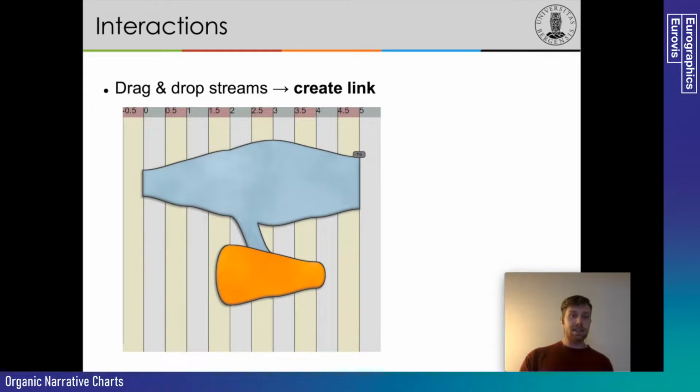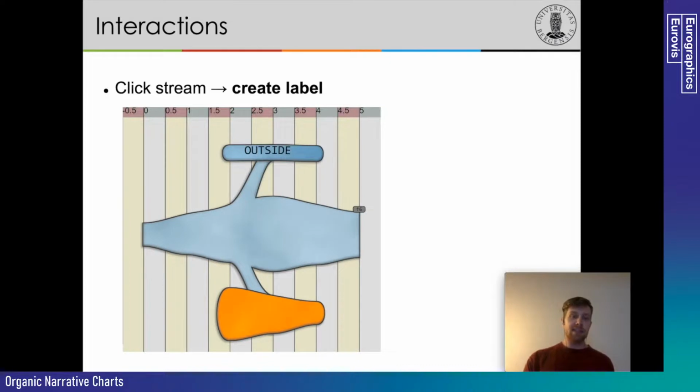We can also create a link between two streams by dragging and dropping from one stream to the other. Also, by clicking on a stream, we can create a label. In this case, it's an outside label. There will be a pop-up window which allows you to enter text. Afterwards, you can change the type to be either inside or on top of the stream.